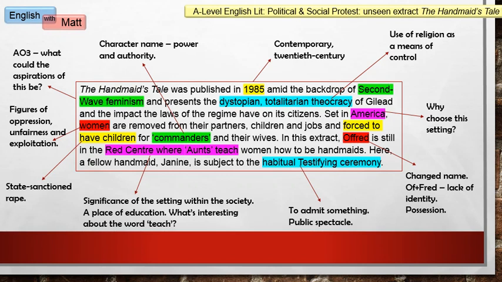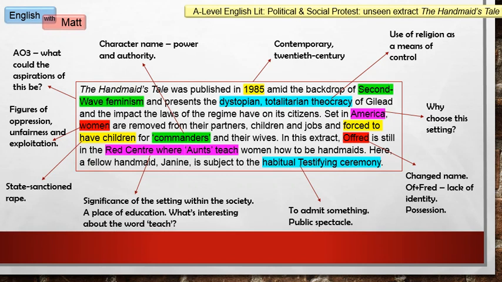I've highlighted women here because that tells us, therefore, that in this particular regime of Gilead, women are the figures of oppression, unfairness, and exploitation. And that's nothing unusual, because some of you might be studying A Doll's House, for example, or The Kite Runner, both of which again target women as a symbol of oppression.